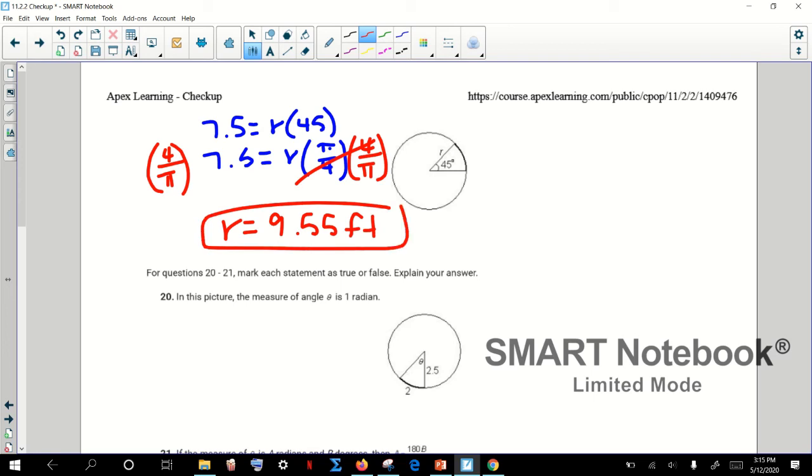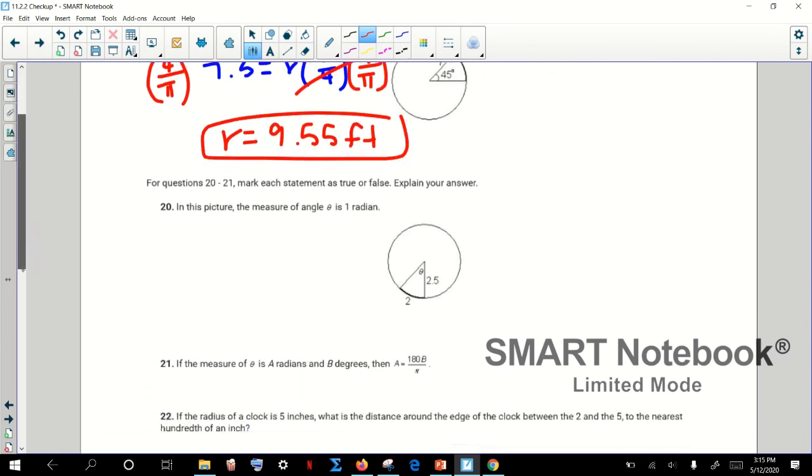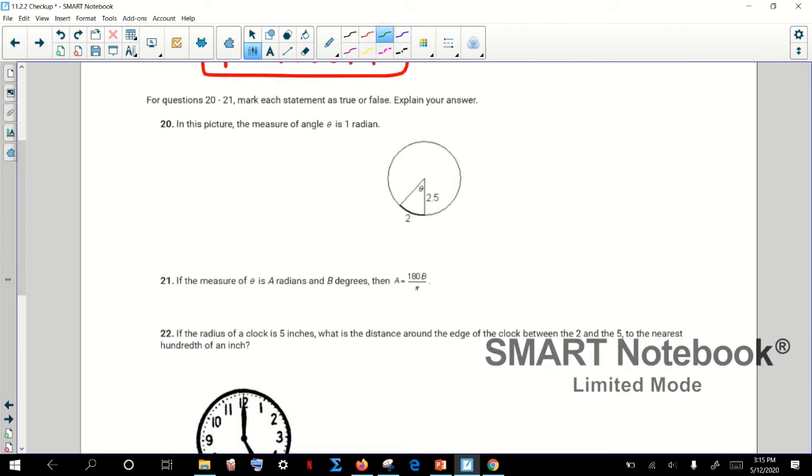Alright, so that's all about arc length. I think we have a little bit more about arc length. Okay. So in this picture, the measure of theta is 1 radian. We need to see if that is true or false. Alright, well let's see. So if our arc length is 2, our radius is 2.5, then let's see if when we divide, we get 1 for theta. So we'll divide both sides by 2.5, and you can automatically see 2 divided by 2.5 is not equal to 1, so that's false.